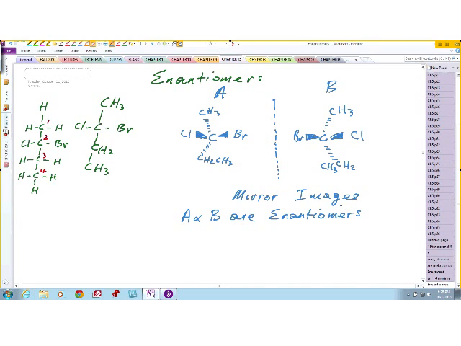Therefore, if I ask you what are enantiomers? Enantiomers are non-superimposable mirror images. Enantiomers are mirror images that do not superimpose on each other. I'll say non-superimposable mirror images.